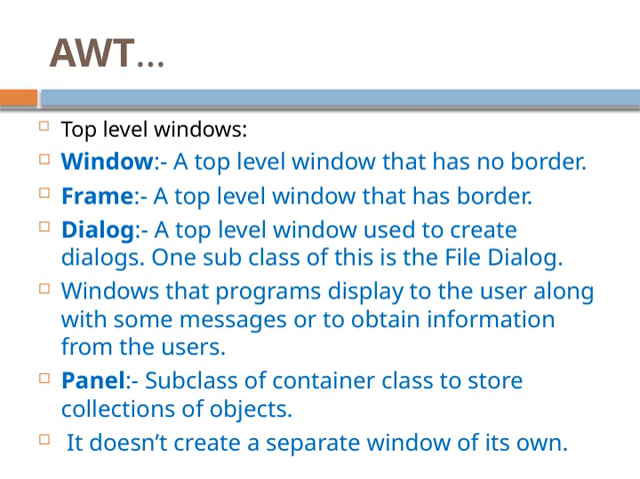Moving on, we have the panel. Unlike the previous windows, a panel is a subclass of the container class and is used to organize or group collections of objects within a window. What's important to note is that panels don't create their own separate windows. Instead, they serve as a way to organize content inside other windows, making the GUI more manageable and structured.